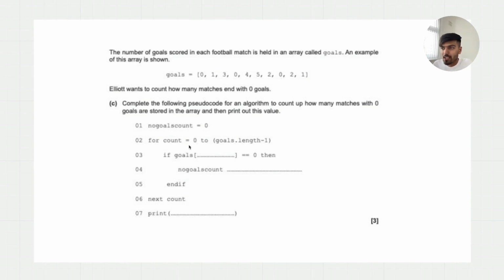If goals at position count, so remember this can be i, this can be j, this can be anything. Make sure you use that. So if goals at position count is equal to 0, then no goals count equals no goals count plus 1. We're going to increment the goals count by 1, and we're going to print that at the end.